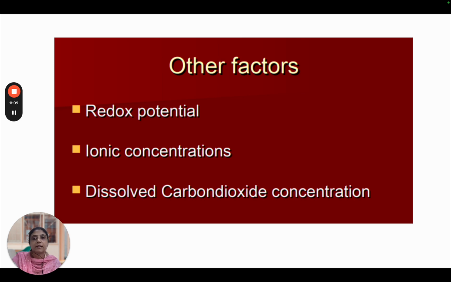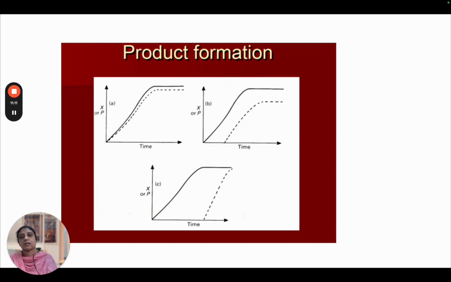What are the other factors which affect the growth? They are redox potential, ionic concentration, and dissolved carbon dioxide formation. And the product formation kinetics is given by the Luedeking-Piret model. These are the different methods of product formation.